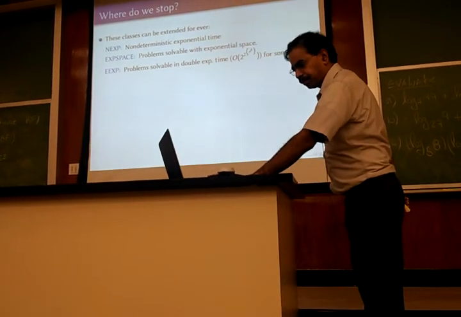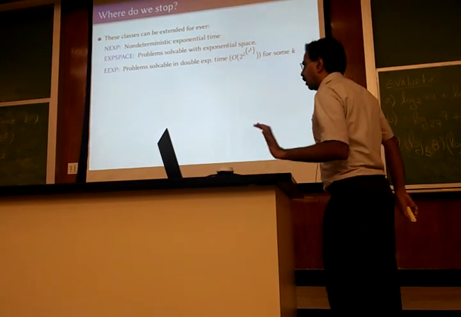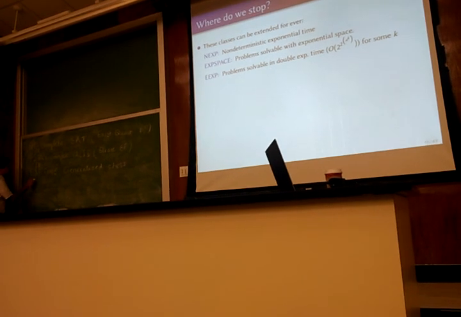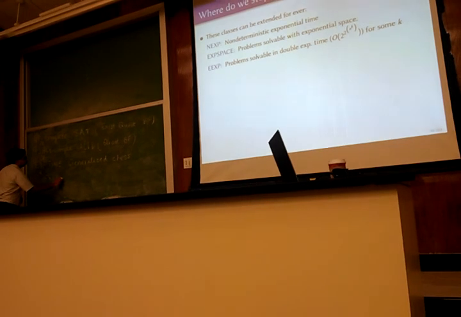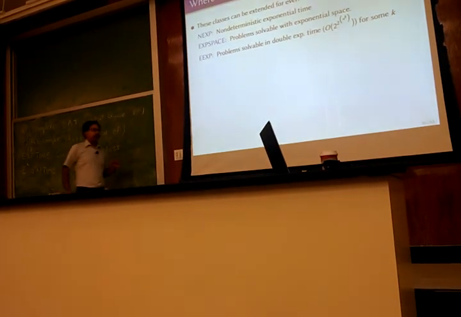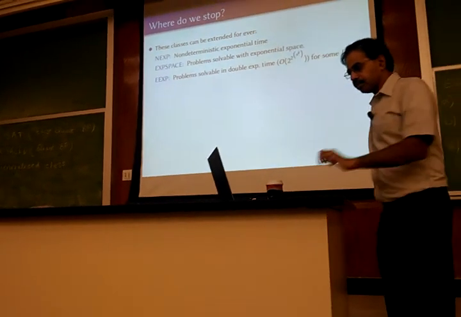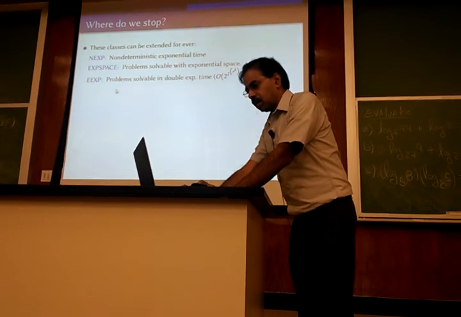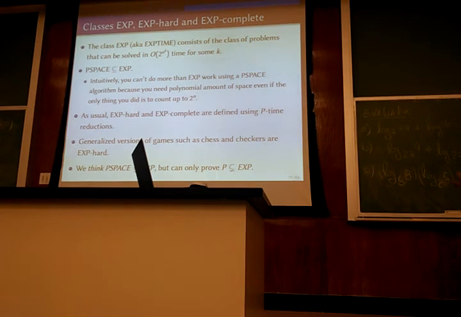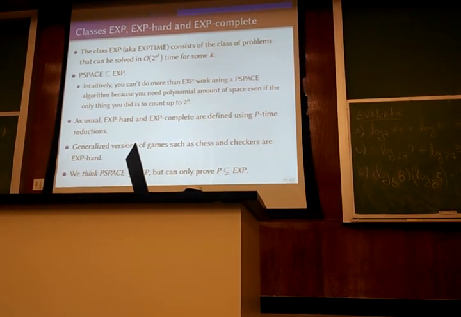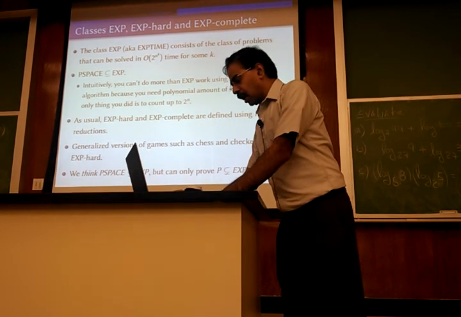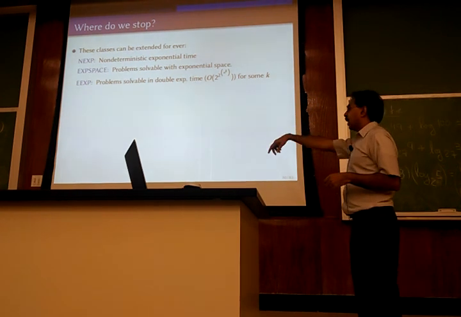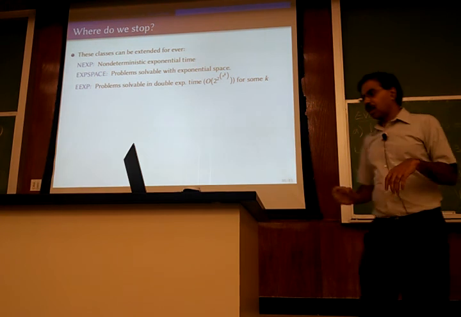Okay, and then we have other classes such as e to the power k x. If you have one level, the class exp is characterized by problems that can be solved in order of 2 to the power n to the power k. Whereas if you say double exponential time, then you are allowed to put one more level of exponents. So double exponential time is nothing but what you can solve in 2 to the power 2 to the power n to the power k.